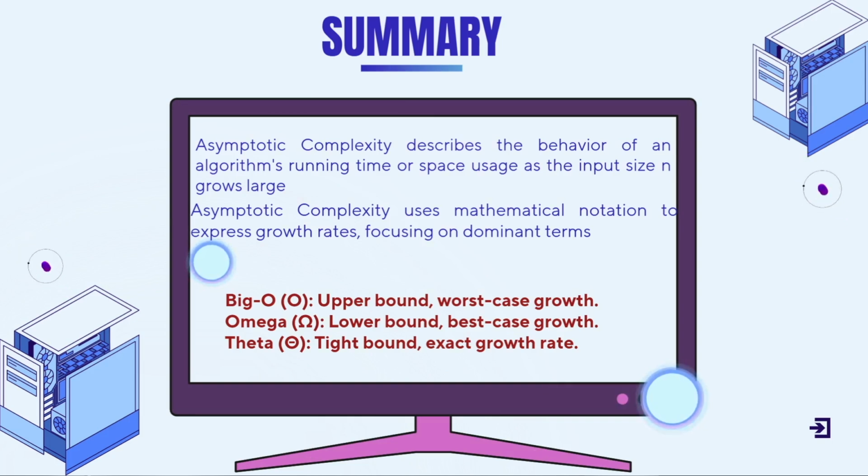And we learnt about three asymptotic complexity notations. One is big O notation, which is used to represent the upper bound of an algorithm, or in other words, the worst case of an algorithm. We learnt about big omega notation, which is used to denote the lower bound of an algorithm, or in other words, the best case of an algorithm, and theta notation is used to express a tighter bound.